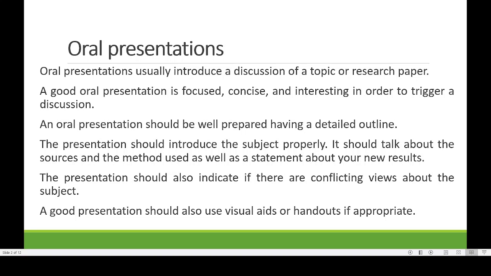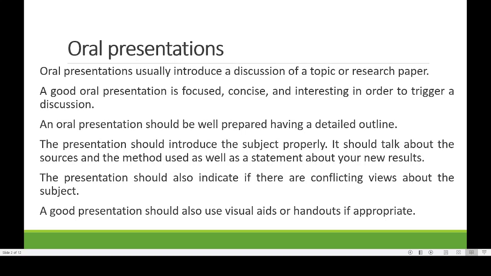So the presentation should introduce the subject properly. Why you are doing this work? What is the relevance of this work? What is the importance of your work? Why you should care about this work? These are the aspects you have to explain while you are making an introduction.